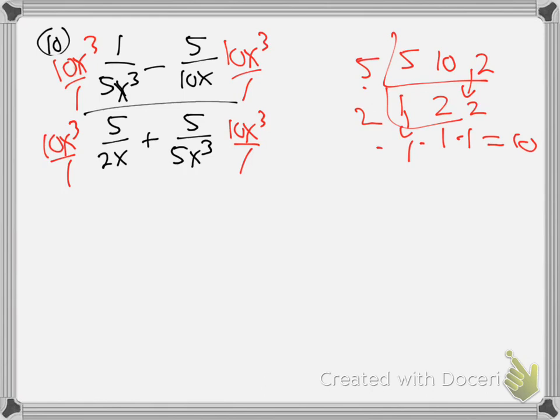What do you do now? Cross cancel. Multiply what's left over. x cubed cancels x cubed. 5 goes into 10 2 times. 2 minus. 10 cancels 10. x goes into x cubed, leaving x squared. 5x squared. Good so far?